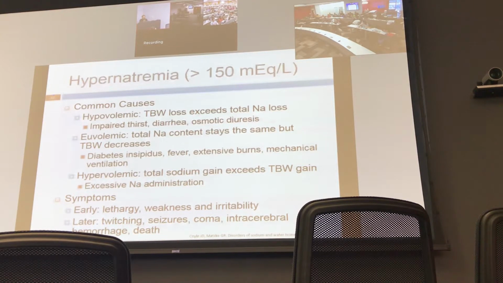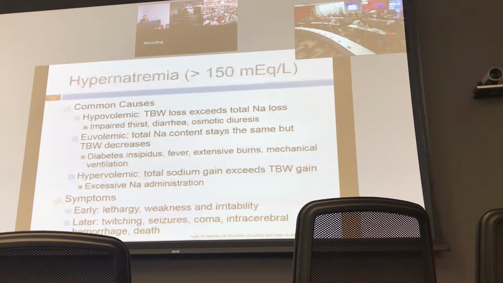The symptoms of this, once again, are neurological. They become more severe the higher you go, just like with hyponatremia, the severity increases the lower you go. And if it's chronic, it will take a lot longer to reach the later degree of symptoms compared with acute hypernatremia.